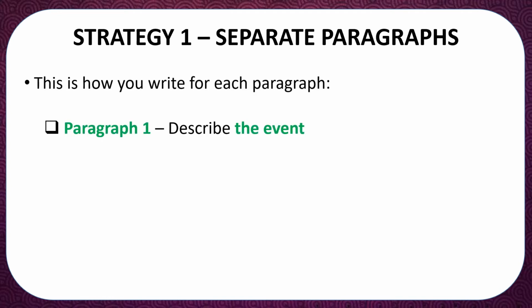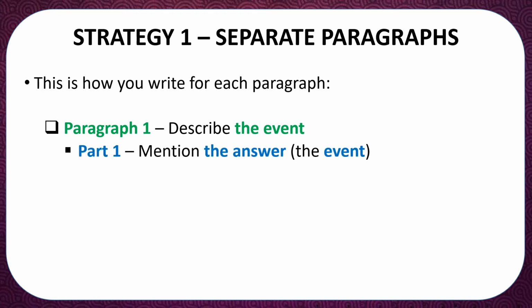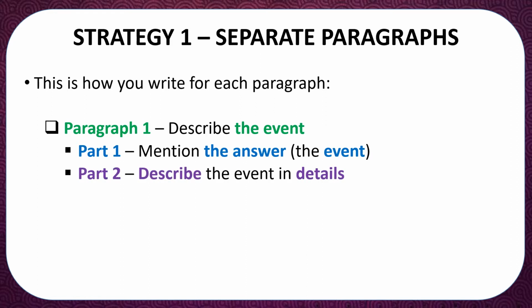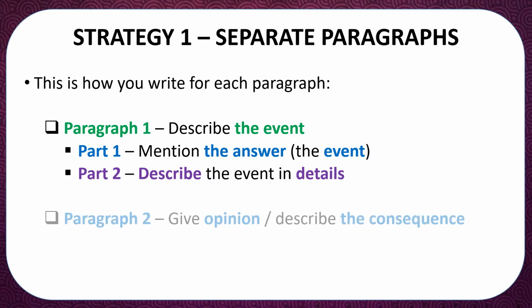This is how you write for each paragraph. So for paragraph 1, describing the event, there are two parts. The first one is to mention the answer or the event. That is actually what we call the topic sentence. And part 2 is to describe the event in detail. So let's look at paragraph 2.